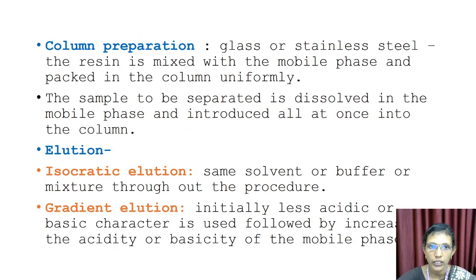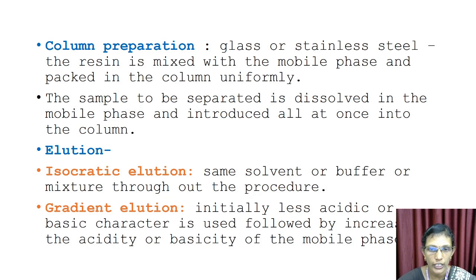In column preparation, the columns are mostly made of glass or stainless steel. For packing, the resins are mixed with the mobile phase and packed into the column uniformly. The sample to be separated is dissolved in the mobile phase and introduced all at once into the column.